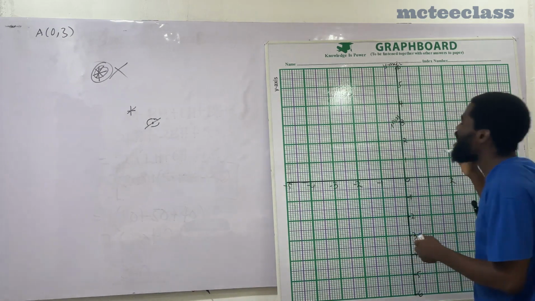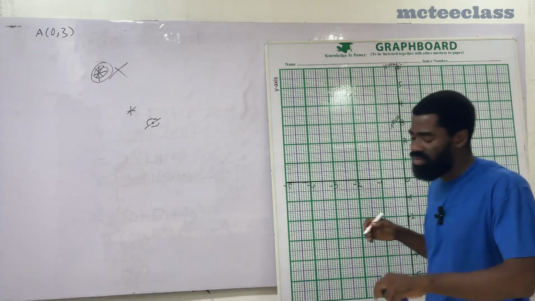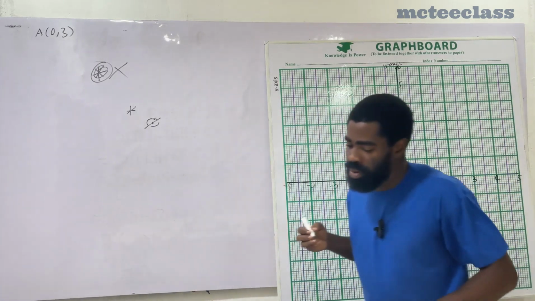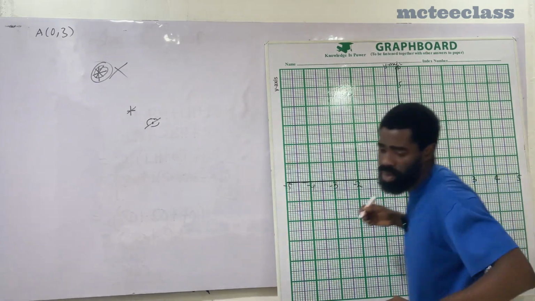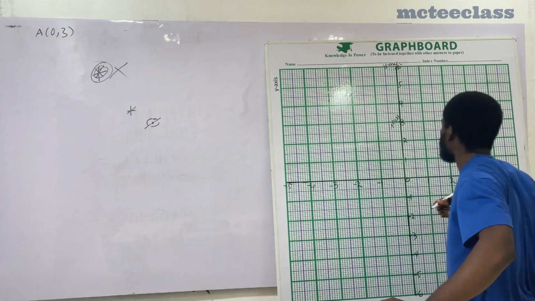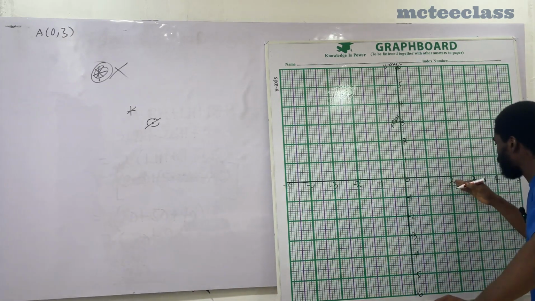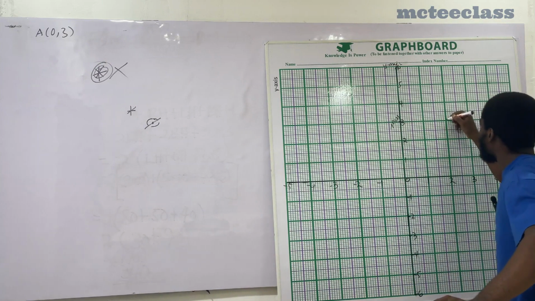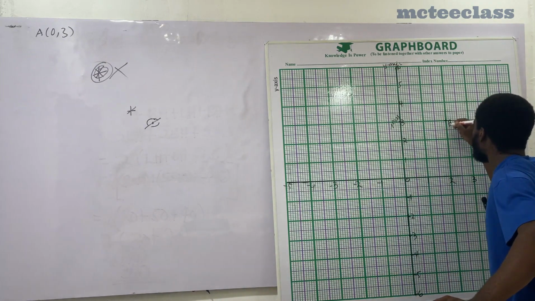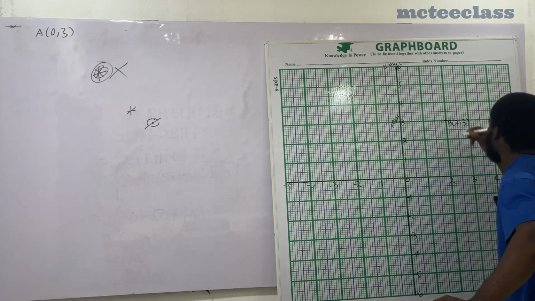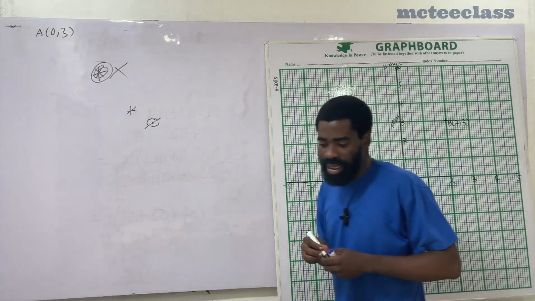0, 3. Always label your what? Your axis. Very, very, very important. Then B we have 2, 3. So B is 2, 3. Like I said, look for 2 on the X, then 3 on the Y. Is 2, 3. And that is B. Then I put 2 what? 2, 3. Good. Good.